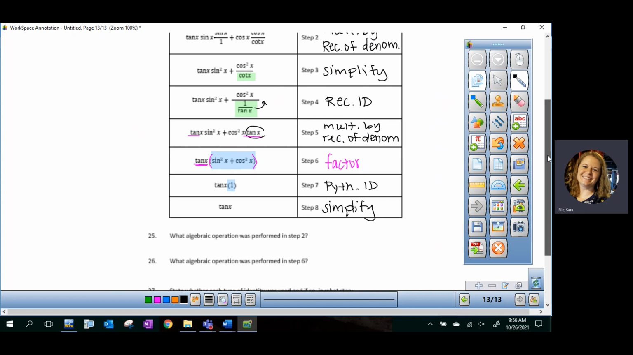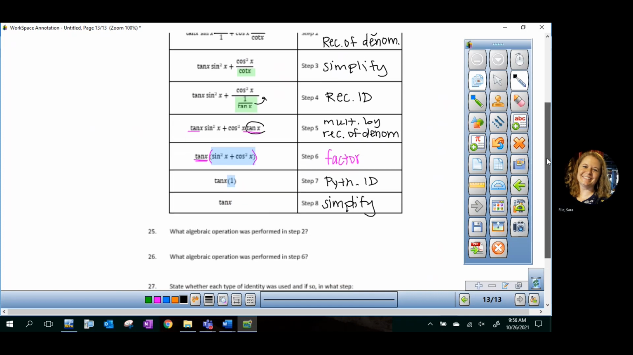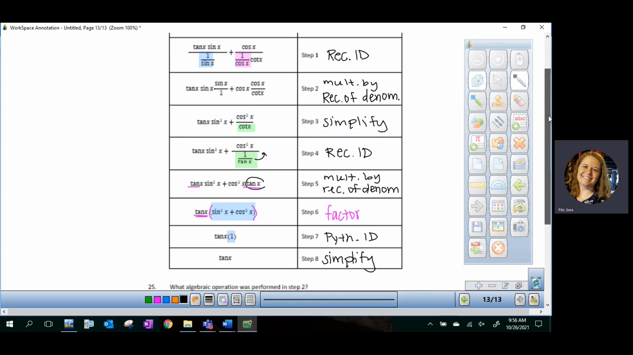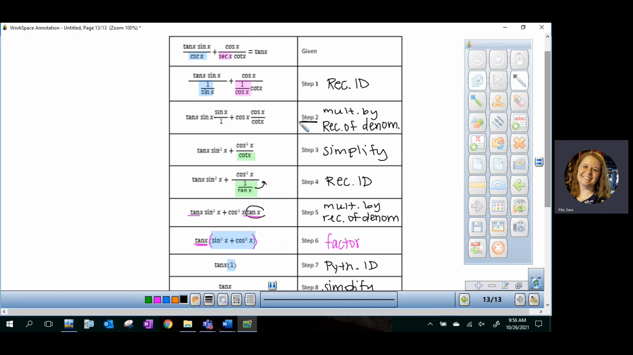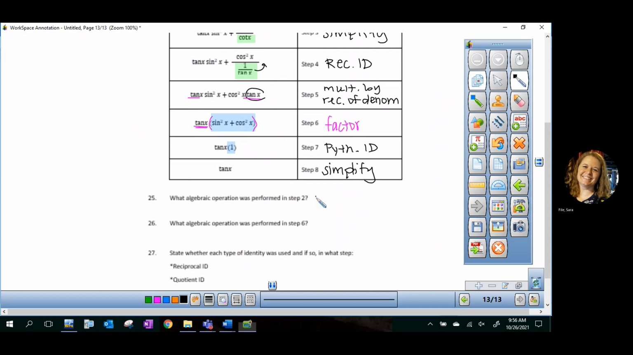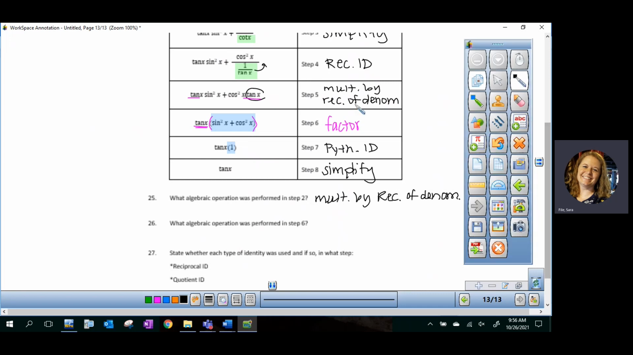I'm going to finish this video since it's the last part. What algebraic operation was performed in step 2? Okay, multiply by reciprocal of denominator. What algebraic operation was performed in step 6? Factor.